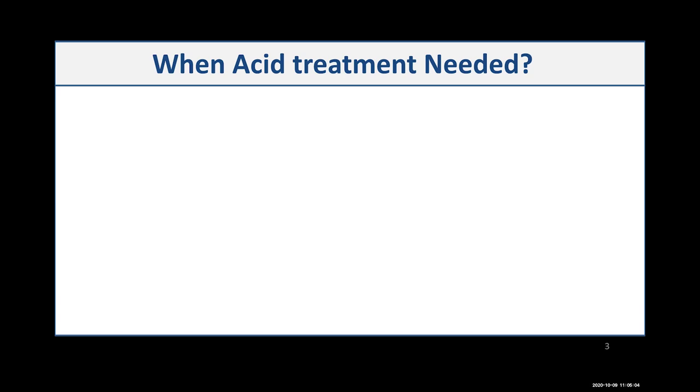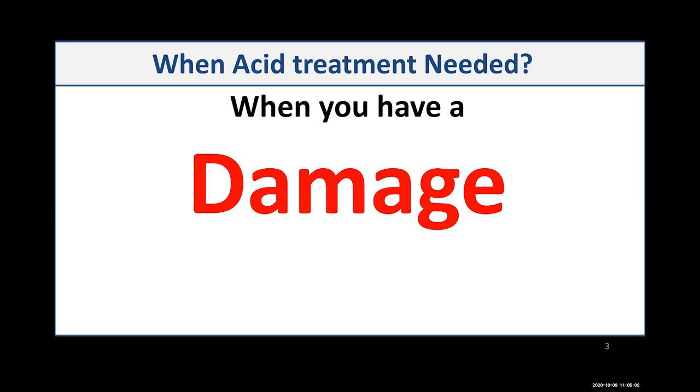We have only one answer for this question. You use acid treatment when you have damage. We do not use acid treatment just to increase the production. Acid helps to increase the production if you have a damage. But if you do not have a damage, acid will not actually give you that much improvement of production, except if you are doing something other than the acid part. But acidizing is always used when you have a damage.